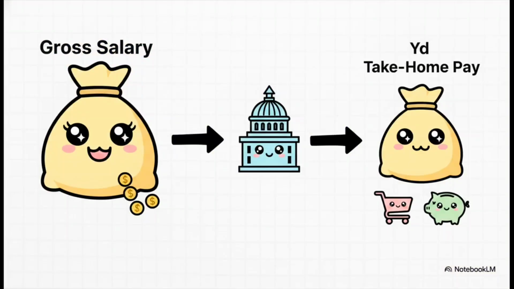And last but not least, YD. This stands for disposable income. And this is super important. It's not your total salary. It's the actual money you have left in your pocket after taxes. It's the income you actually get to dispose of, either by spending it or by saving it.